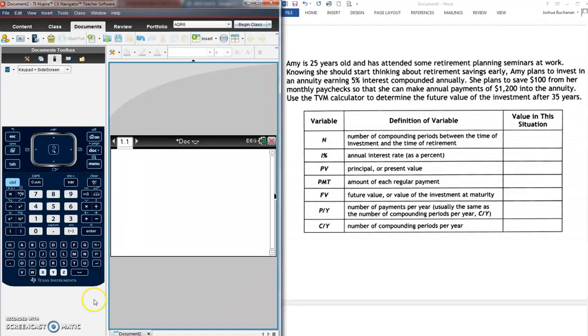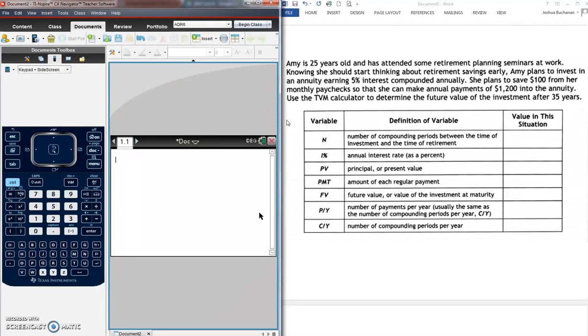So here, Amy is a 25-year-old and has attended some retirement planning seminars at work. Knowing she should start thinking about retirement savings early, Amy plans to invest in an annuity that earns 5% interest compounded annually. She plans to save $100 from her paychecks each month so that she can make one annual payment of $1,200 into that annuity.